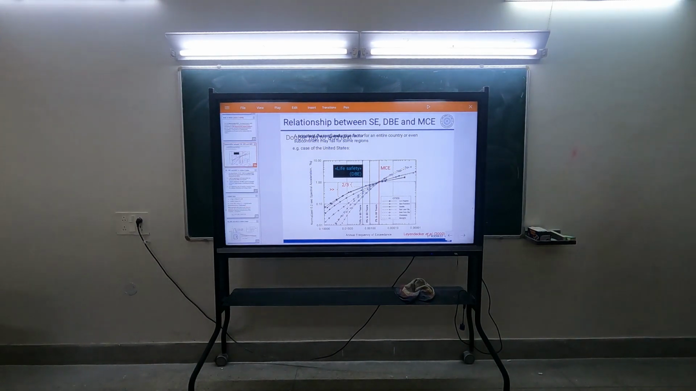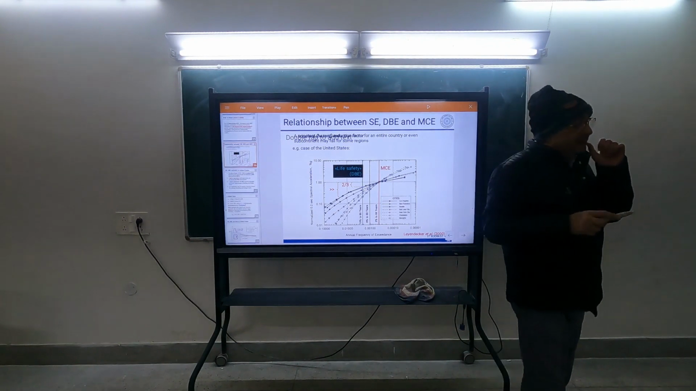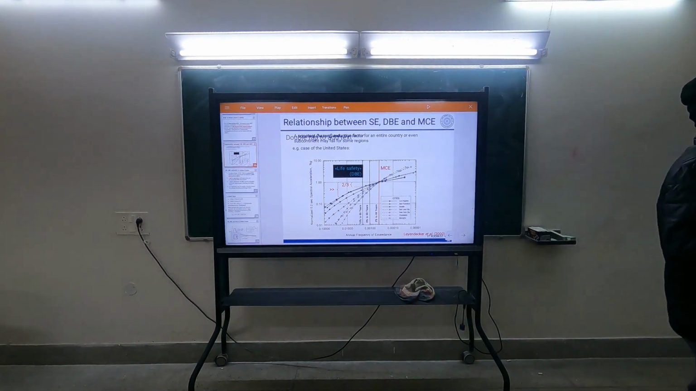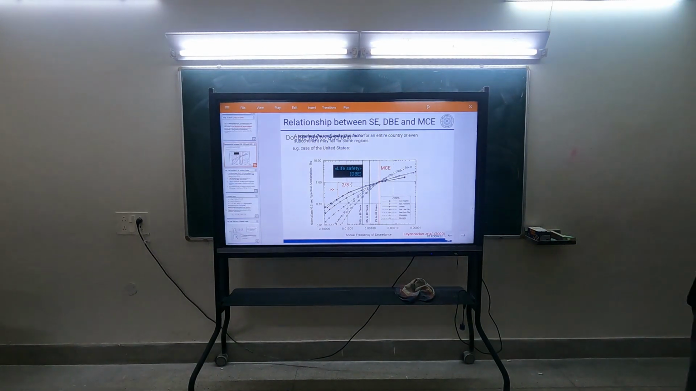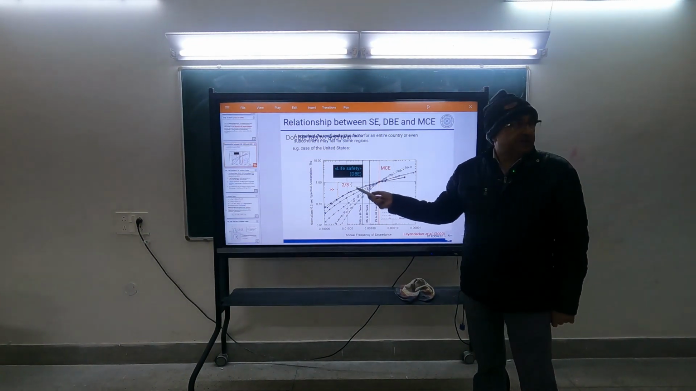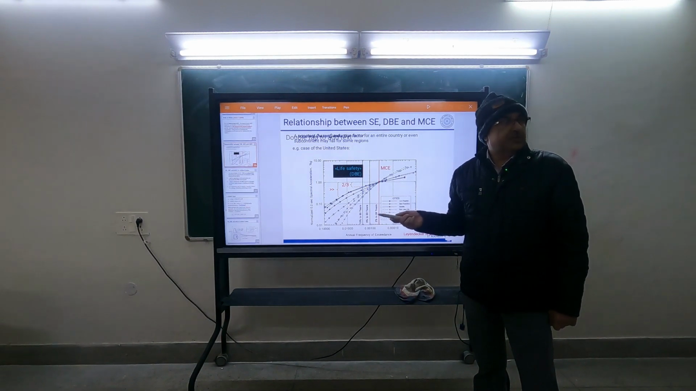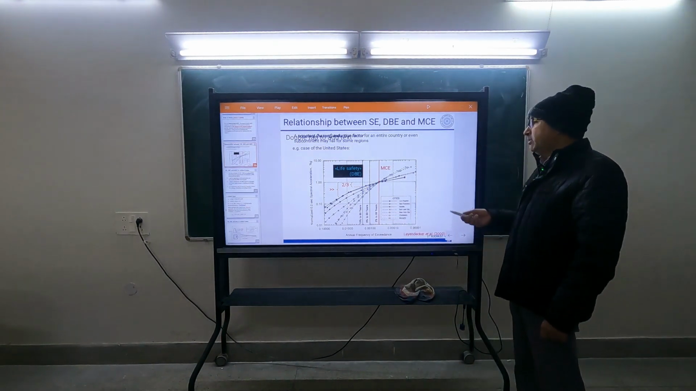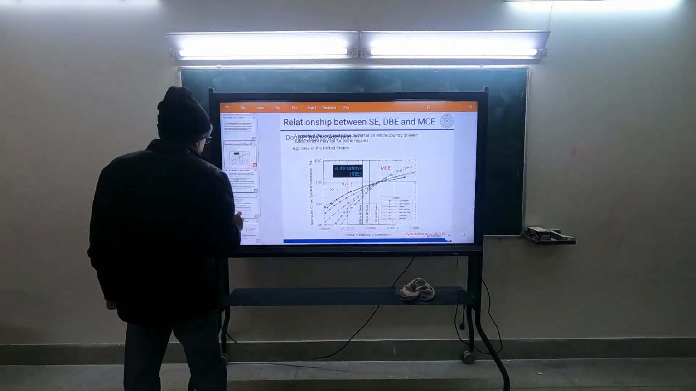In the US, ASCE 7, they were considering it as 2/3. In the recent code, they have changed it. Now you can get the MCE and DBE directly also. So this ratio considered in our code and other codes is different. Actually, it will vary from site to site, place to place.